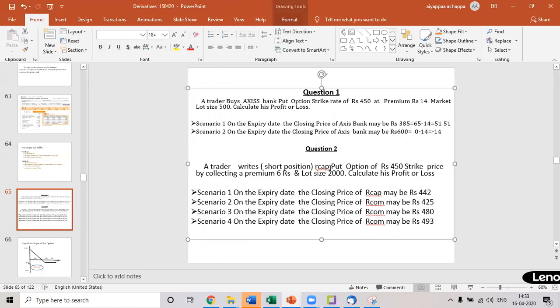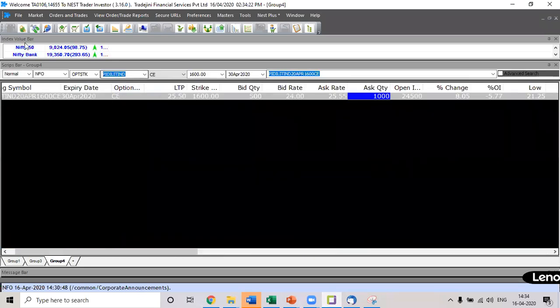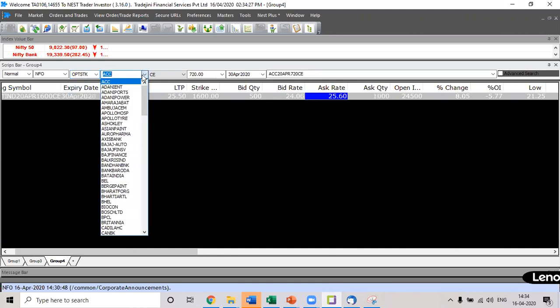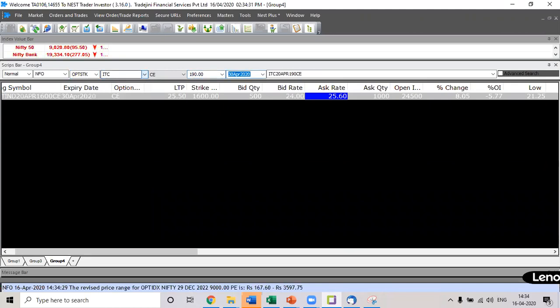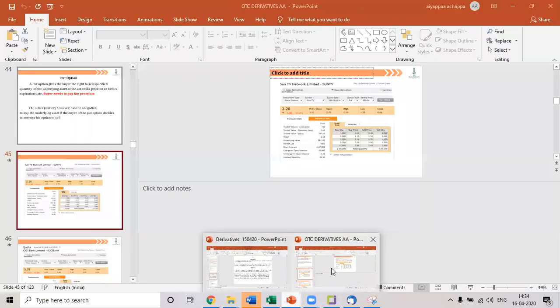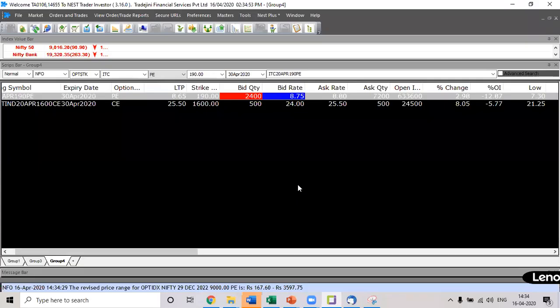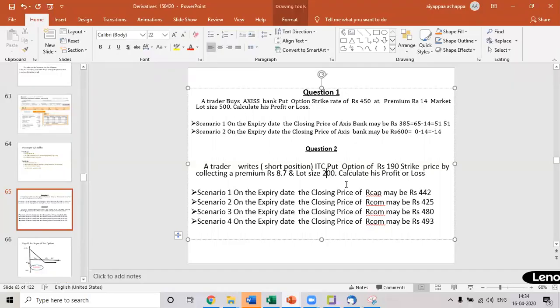Okay, so now let us assume, what if someone goes and writes a put option, let's change it, 190 strike price, assuming a trader writes an ITC put option at 190 strike price. So let us check what is the ITC premium currently. So we go for option stock, then we have ITC 190, that's around 8 rupees 70 paise, 8.7, and the lot size, what is the lot size here? ITC, it's currently 2400.